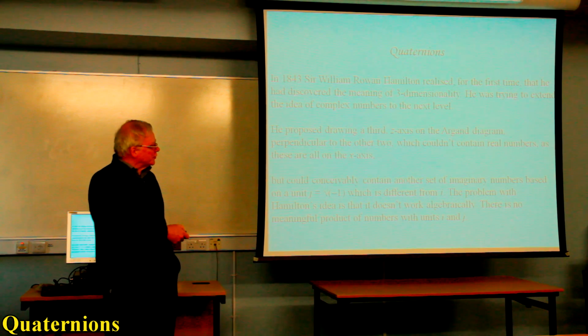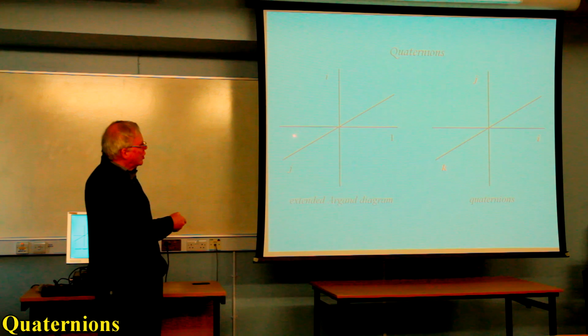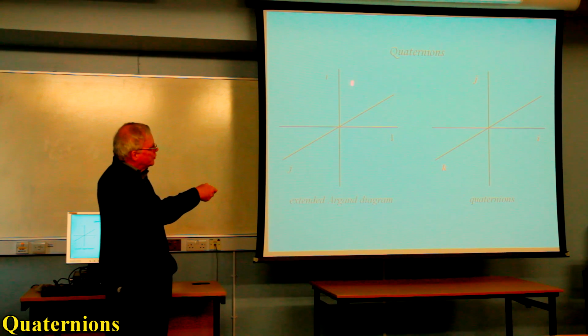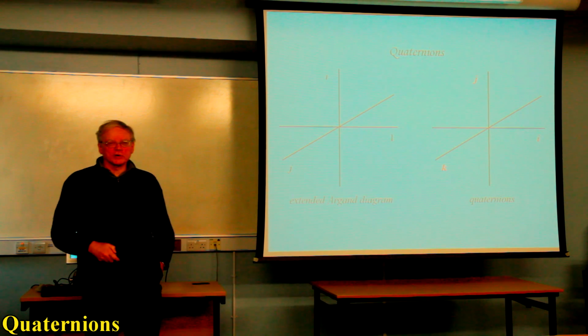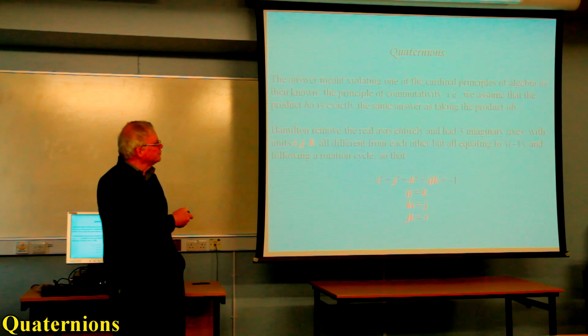And what he was trying to do, I'll show you the next slide, this diagram here, the Argand diagram, forget about this axis for a minute. You've got the real numbers and you've got the imaginary numbers, standard Argand diagram, and he tried to draw a third axis to the Argand diagram. He didn't do it that way, but that was essentially the meaning of what he did.